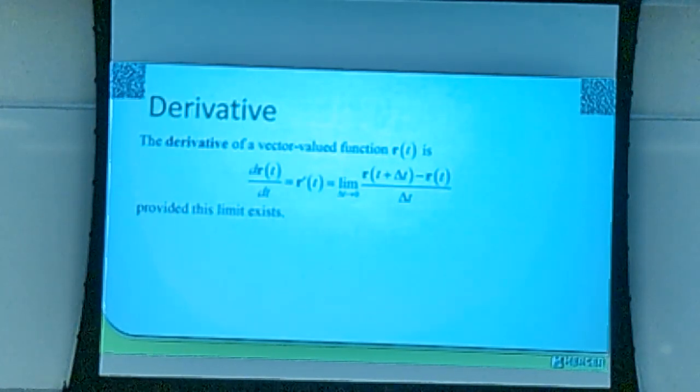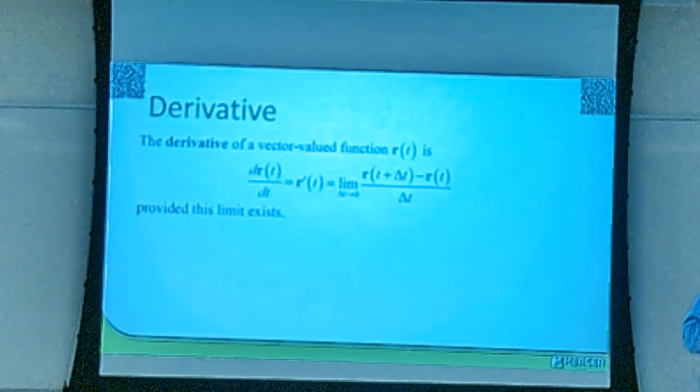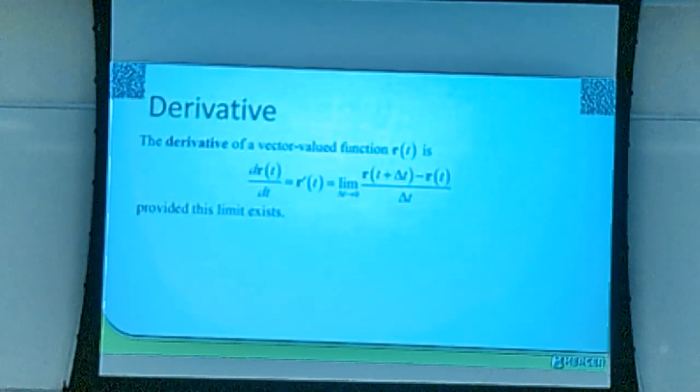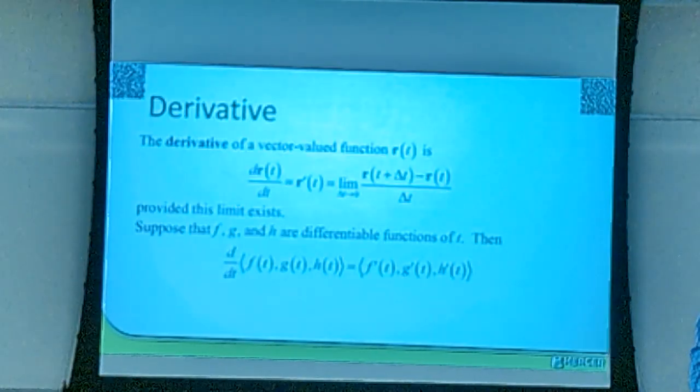Yeah, how do we just do it? By taking the limit of the individual components. So I think we're going to find the derivative of a vector by taking the limit, because it's just a limit. I will be getting there.